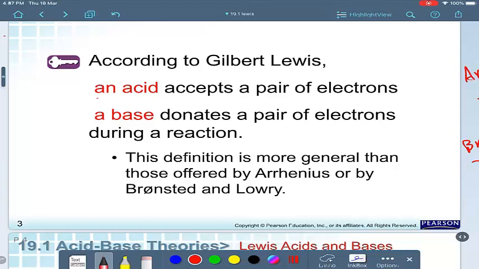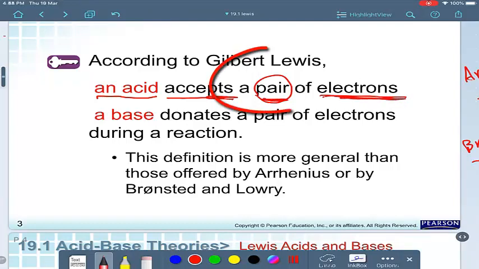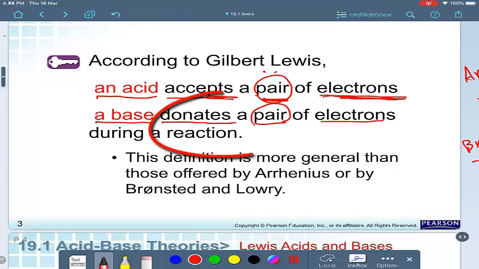According to Lewis, an acid is the substance that accepts a pair of electrons. Accepts electrons, okay, but it must be a pair. Pair means double, a pair of electrons. The base is the opposite. It is a substance that donates a pair of electrons.